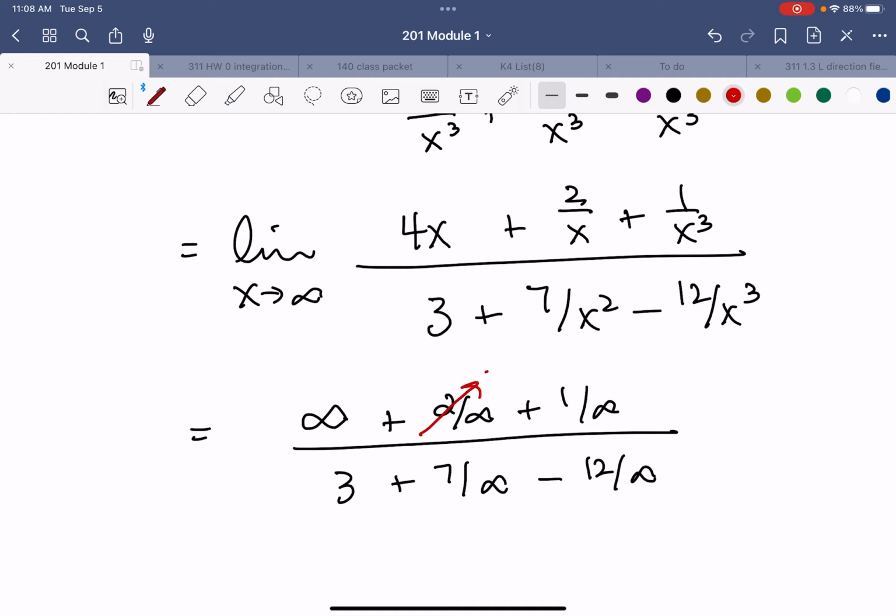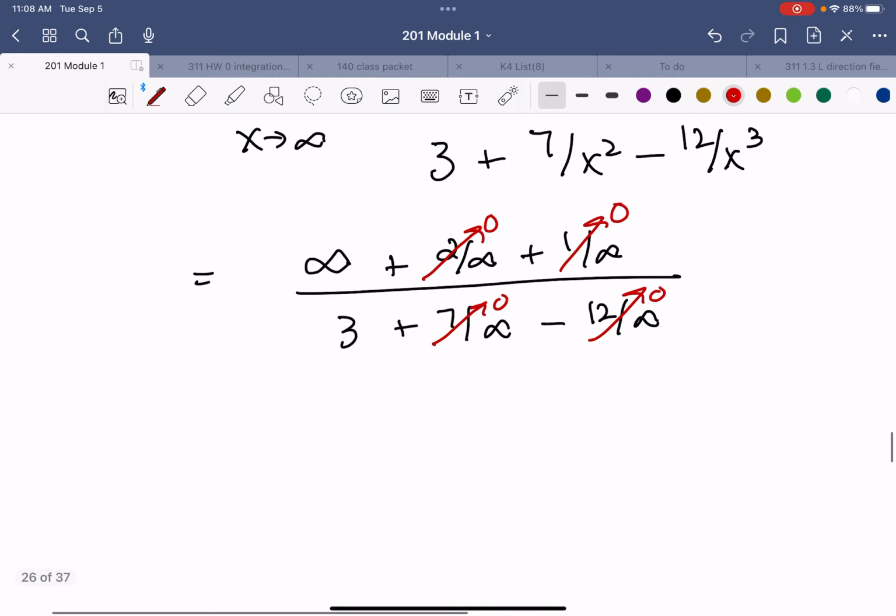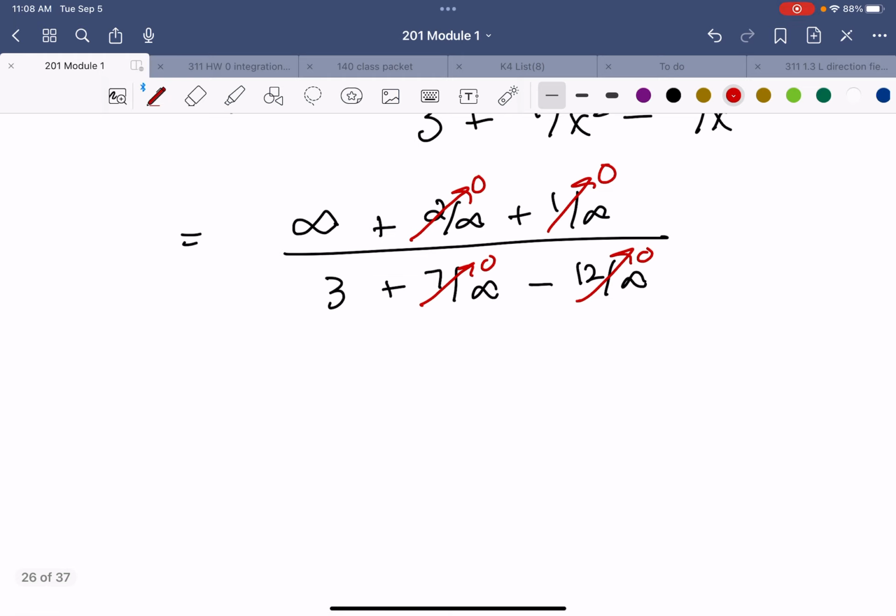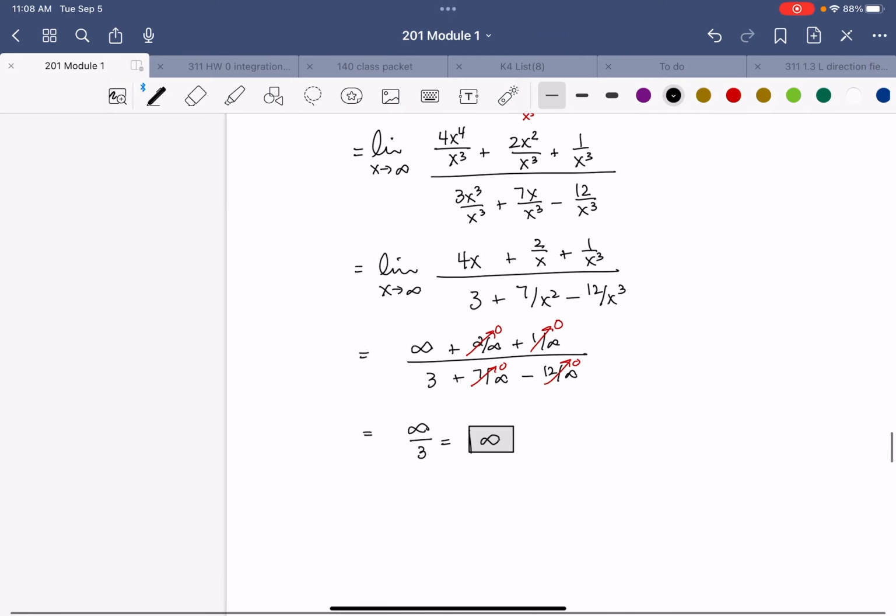And again, all of these numbers over infinity are all going to go to 0. If you have a small number of cookies divided by everyone in the world, that's no one gets a cookie. And you get infinity divided by 3, which is still just infinity.